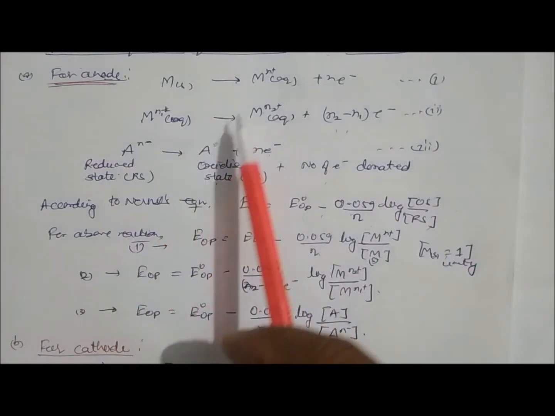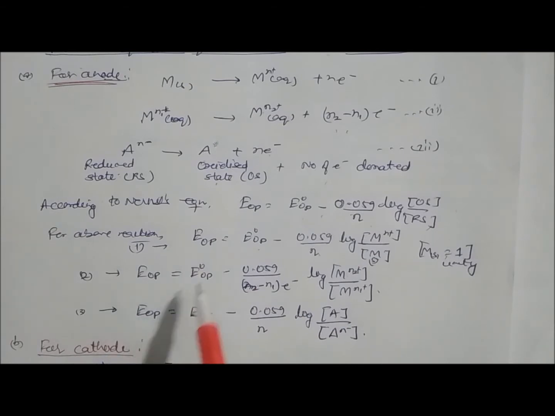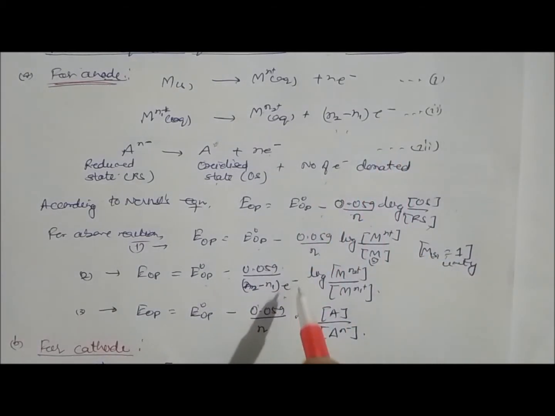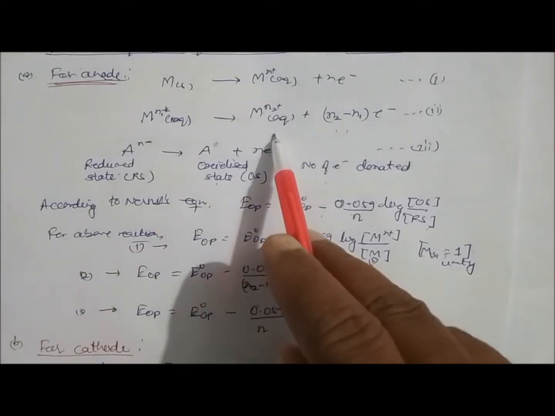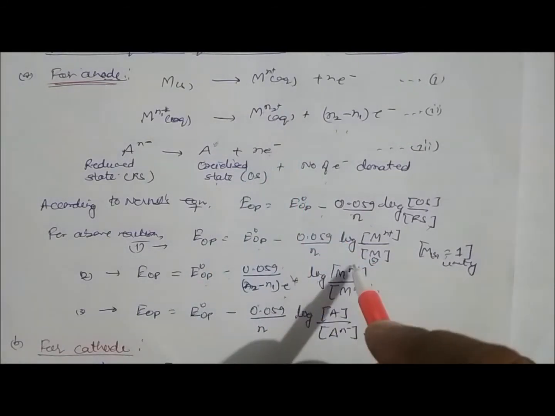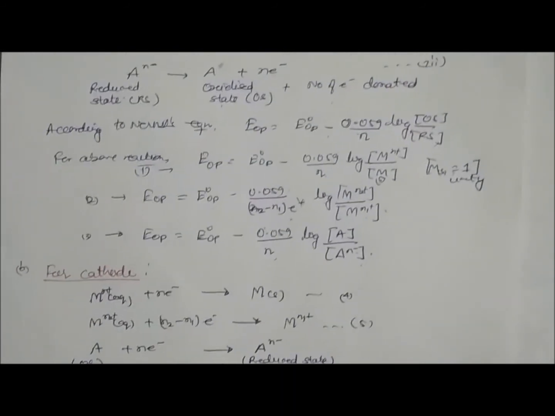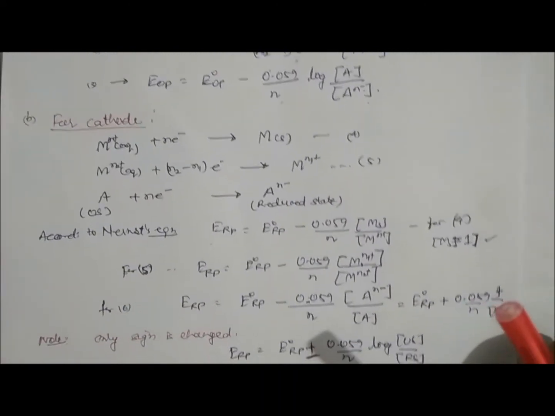Similarly, in the second question, you can see everything is the same: E naught OP minus 0.059 by the difference of electrons, multiplied by log of the RHS side over the LHS side. Similarly, in the third question, EOP equals E naught OP plus or minus 0.059 by N, and A is there, and N minus is there. So this is oxidized by reduced. I hope you have understood how to write the Nernst equation for the anode.